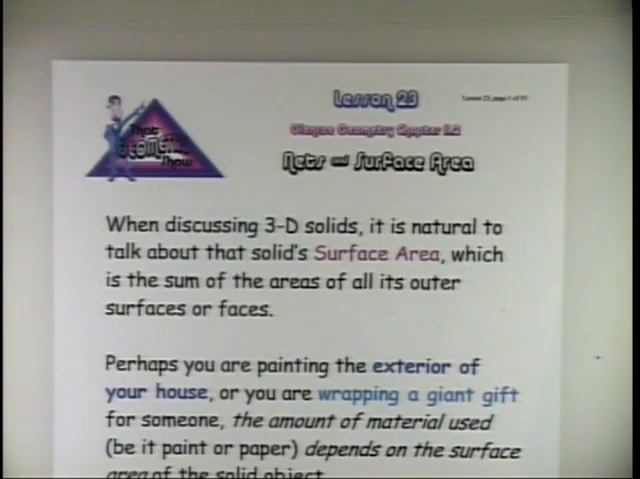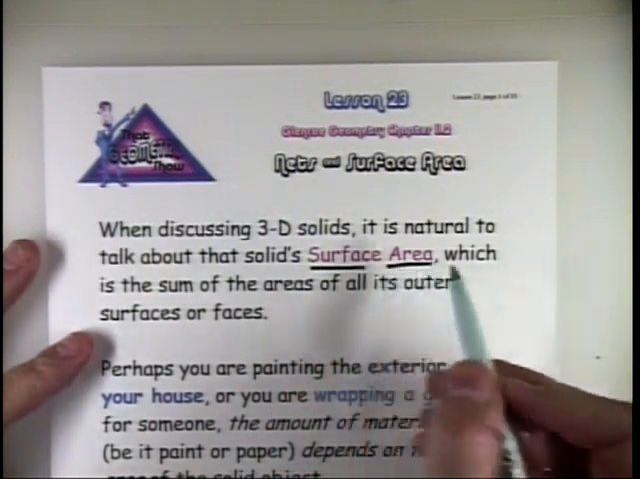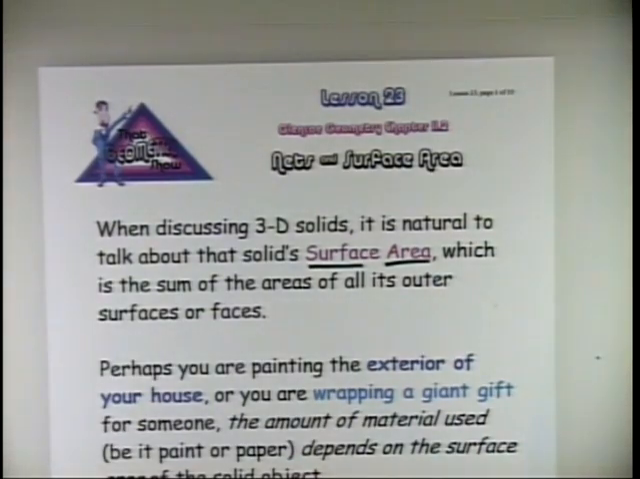Okay, lesson 23, a goodie. This is going to go along with your geometry textbook 11.2, nets and surface area. Okay, when we're discussing three-dimensional solids, it is natural to talk about certain quantities. In this case, we're going to be talking about that solid's surface area, which is basically the sum of all the areas of the outer surfaces, or from last time we called them faces.